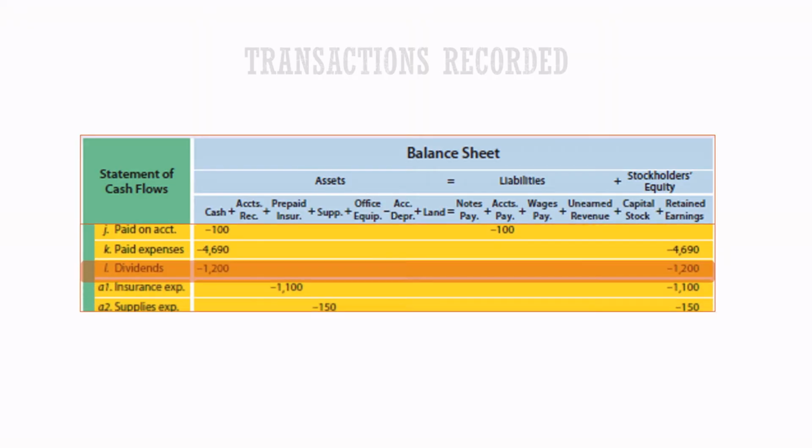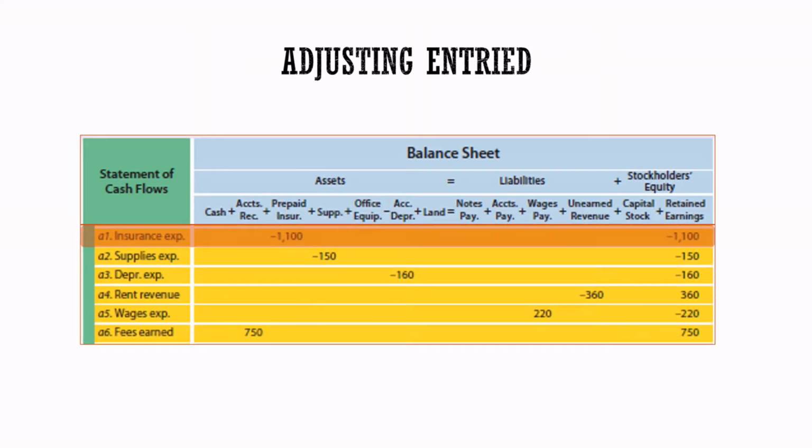Prepaid insurance expired in the amount of $1,100. This entry was recorded as a decrease in prepaid insurance and an increase in expenses. An increase in expenses is also the decrease in retained earnings and shareholders' equity.